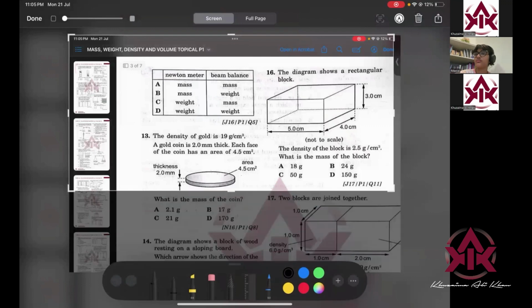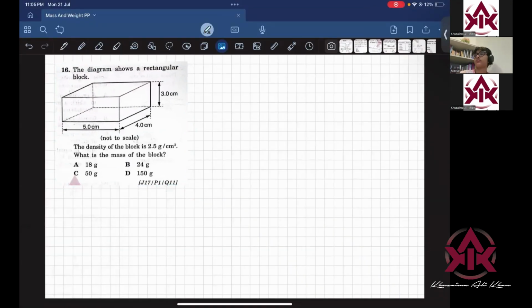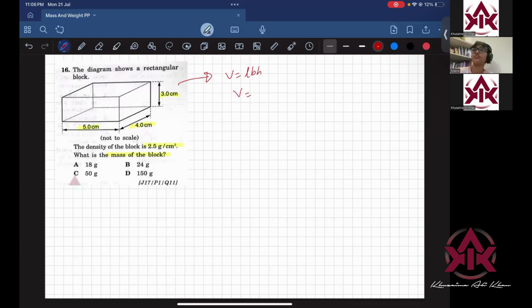It's from density. Given a cuboid here, which has length 5 centimeter, breadth 4 centimeter, and height of 3 centimeters, the density of the block is 2.5 gram per centimeter cube. You want to find the mass of the block. It's very simple. It's a regular shape, so you can find the volume of a cuboid, that is L times B times H. Just put in the values: 5 into 4 into 3. The volume of the cuboid is coming out to be 60 centimeter cube.